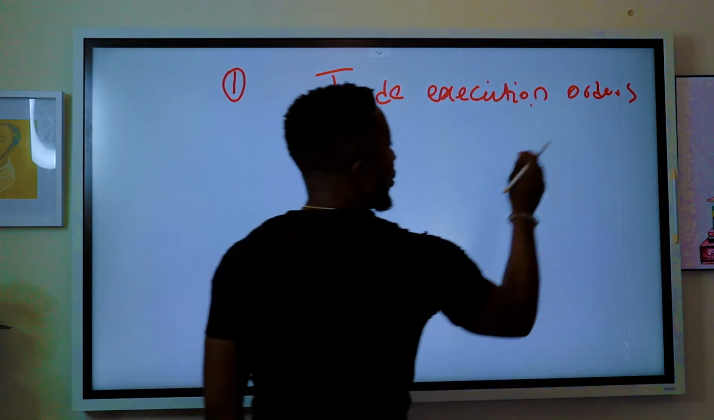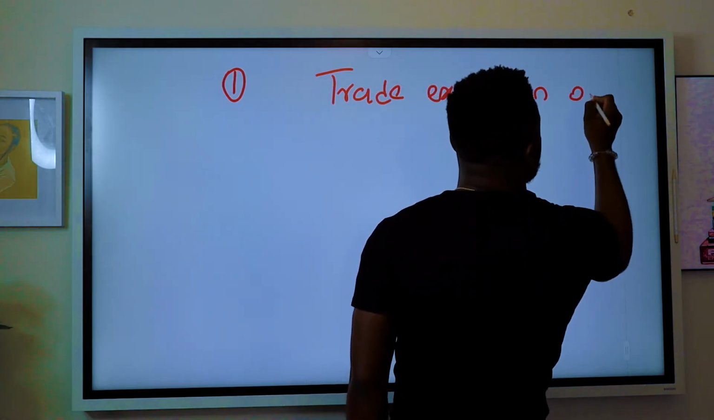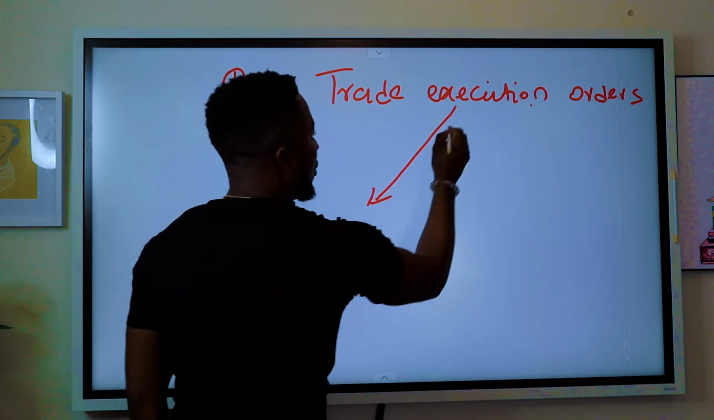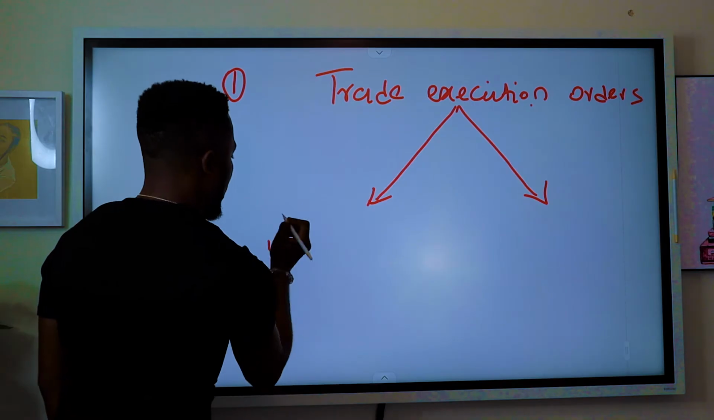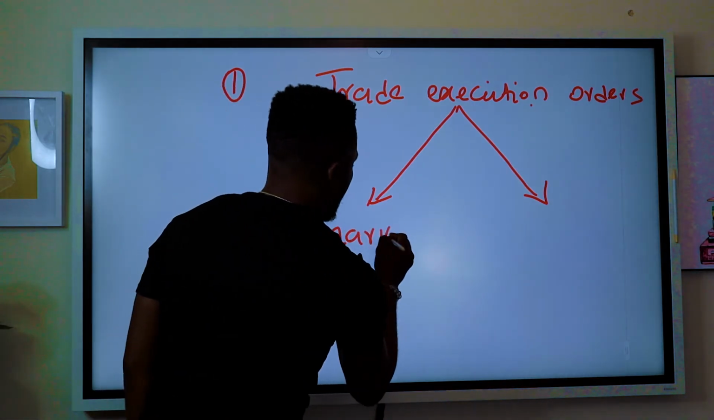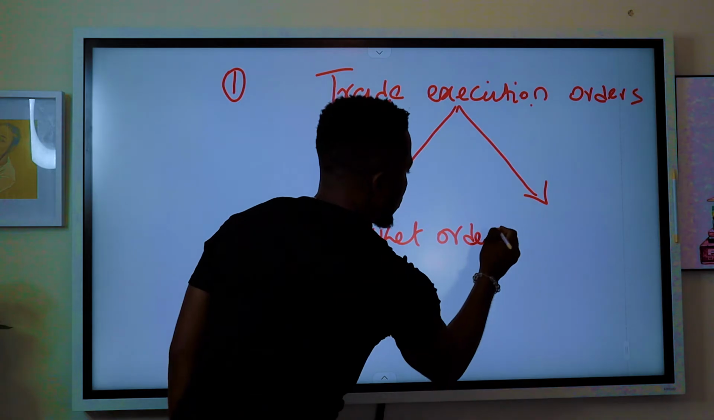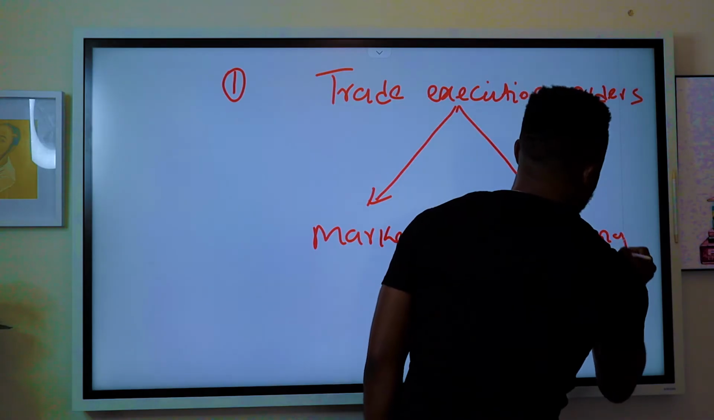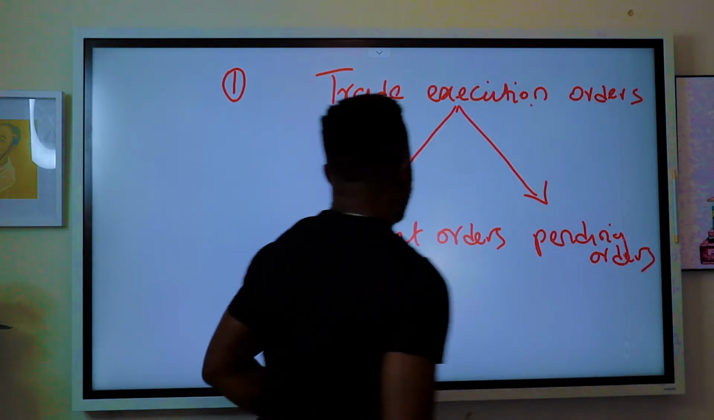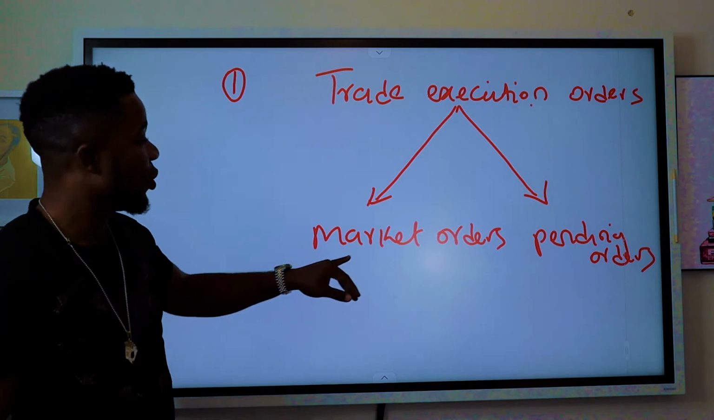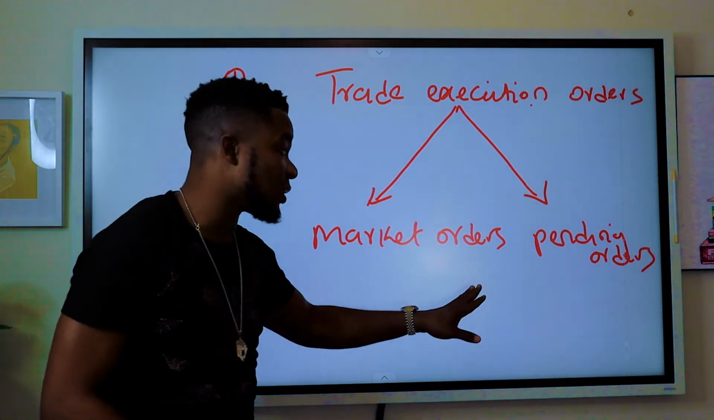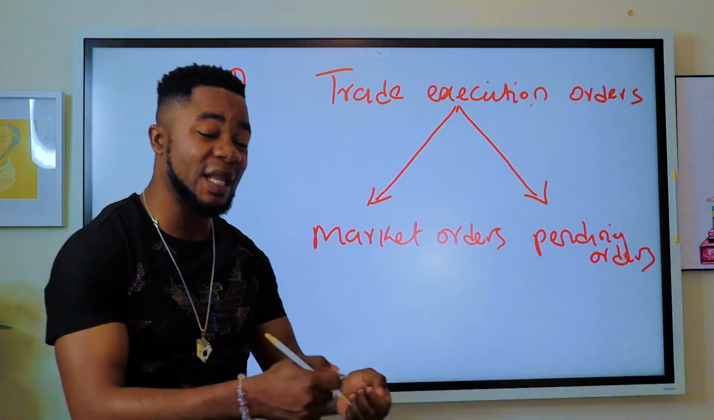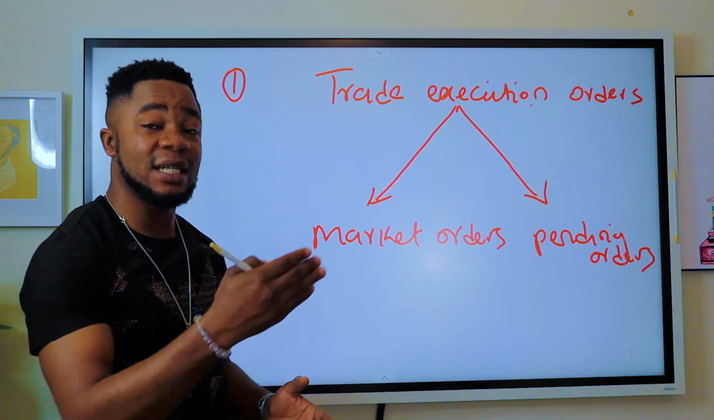Under trade execution orders, let me write this very well. Under trade execution orders, we have what we call market orders, and then we have what we call pending orders. So all of this is under trade execution orders, because this is what allows you to place that trigger for a trade to be executed.